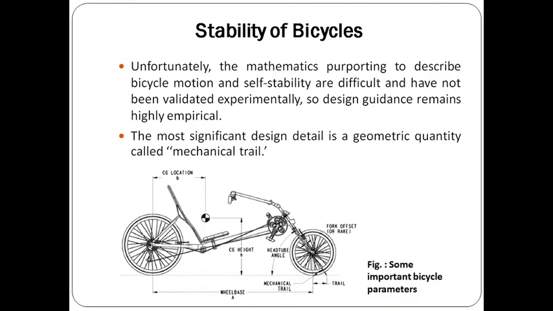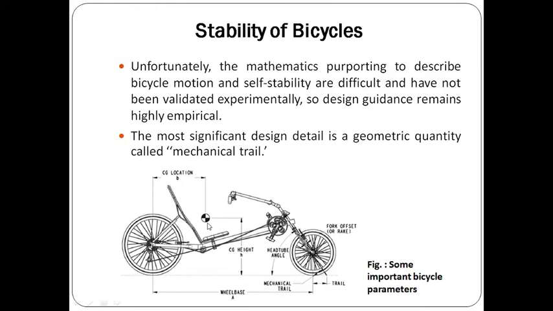You can look at this particular figure. It shows many parameters. Here, this is the mechanical trail. This will be your steering axis. This will be the ground contact point and this will be the steering axis. The distance between the point where the steering axis touches the ground and the point of contact of the wheel with the ground is known as the trail. When you draw a perpendicular from the steering axis to the ground point, this is known as the mechanical trail. This will be the head tube angle.